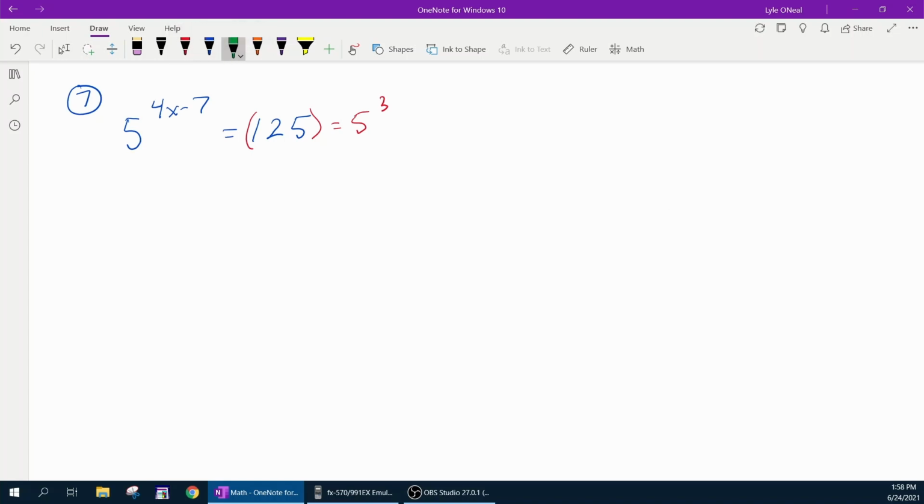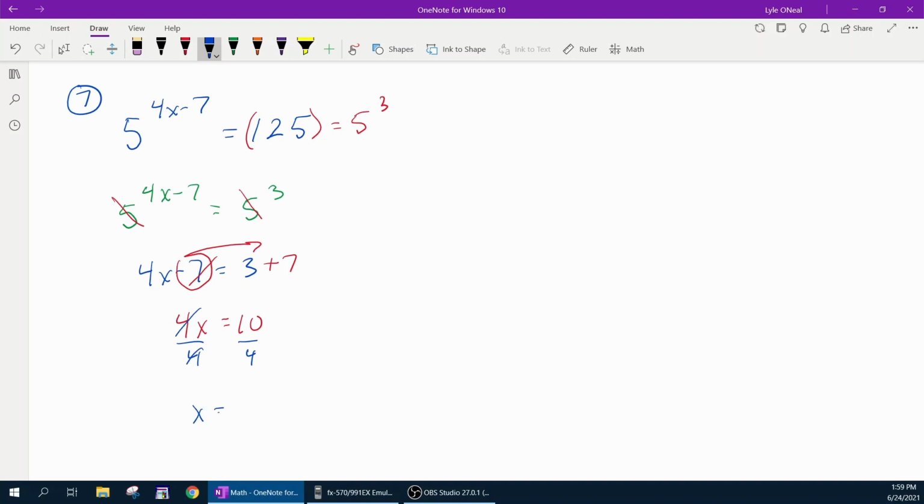And so we can rewrite this equation as 5 to the 4x minus 7 equals 5 to the 3rd. We know that when the bases match, they cancel, and we're going to set the exponents equal to each other. And then this gives us a simple two-step equation to solve. We're going to bring the 7 over. That's going to make it positive. 7 and 3 is 10. And then we're going to finish by dividing both sides by 4. Remember, you do need to reduce to lowest terms. And that's going to give us x is 5/2.